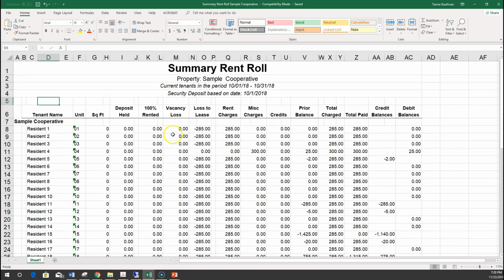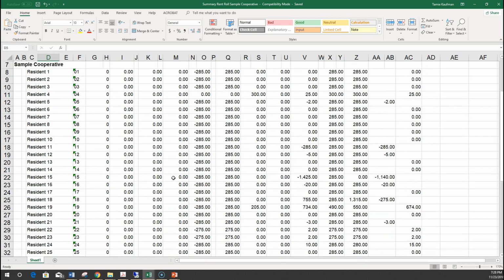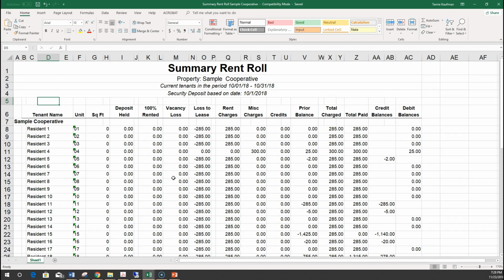The vacancy loss would be a number if we were to put in how much we were losing every month to the vacant spaces. In this particular cooperative I use the sample from, there are 4 vacant spaces, and there's not a number inserted in there because it wasn't believed that they were going to be able to rent them in a reasonable time, so it didn't make sense to track that. Loss to lease, this is what the lease should be. And then your rent charges.